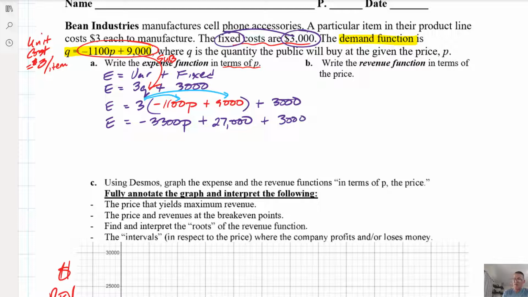And then I have to add 3,000 more and then collect like terms. We got negative 3,300 P. And then this extra stuff right here, 27,000 plus 3,000. Well, hopefully you can do that in your head, and that's 30,000 total. So now we have the expense function in terms of P. So this is called the expense function.